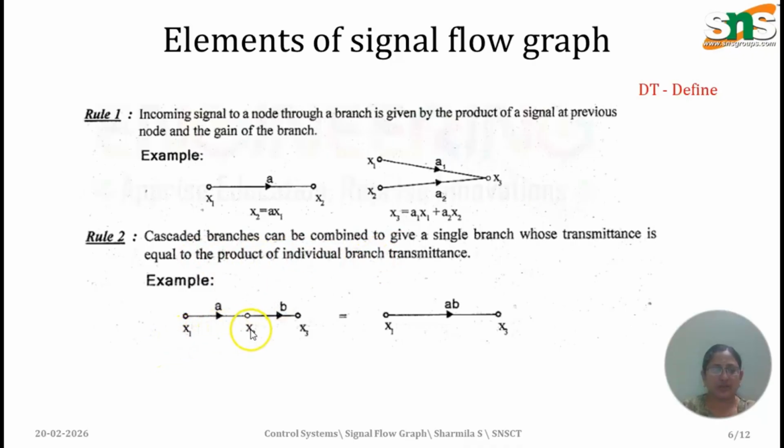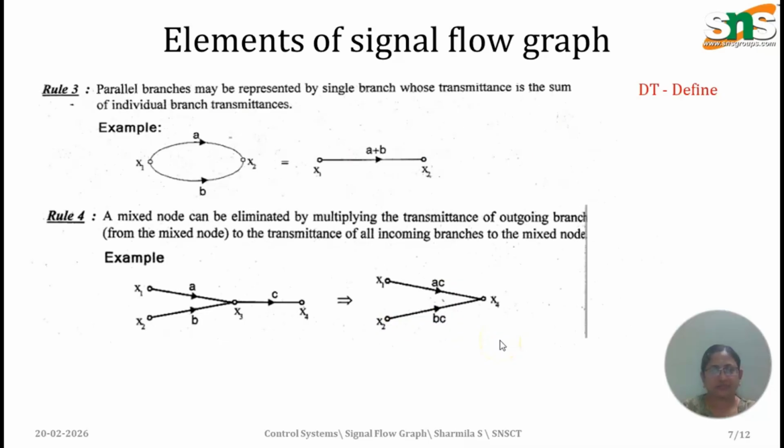Here x2 is x1 times a, and the output x3 is x2 times b. Replacing x2 with x1 a, we get x1 times ab, so we can simply write x3 equals x1 ab. Rule 3: parallel branches may be represented by a single branch whose transmittance is the sum of the individual branch transmittances. With branch transmittances A and B, the sum of transmittances is A plus B. So we can write x2 equals x1 times (A plus B).